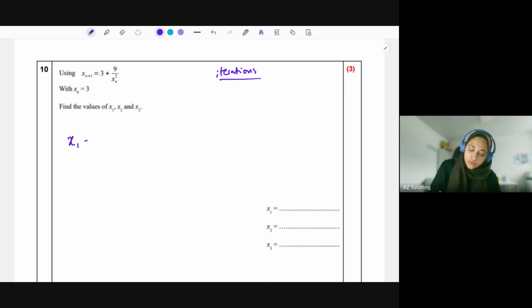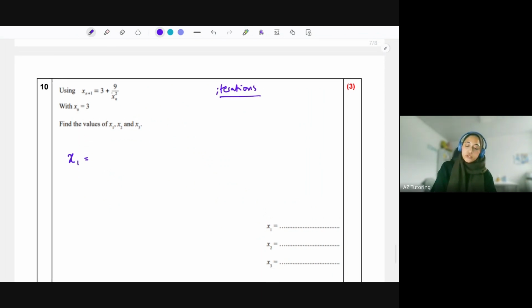Now to find x1, what you do is you substitute x0 into xn. So we've got 3 plus 9 over xn squared. We're substituting in x0, so the first value, so 3 squared. So we've got 3 plus 9 over 3 squared. That gives us 4. So the first value, x1, is just 4.